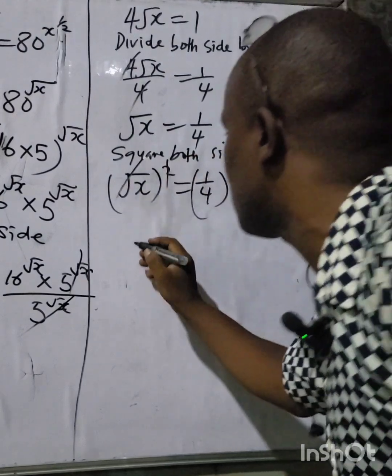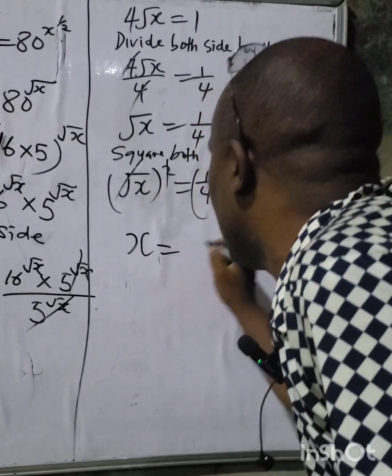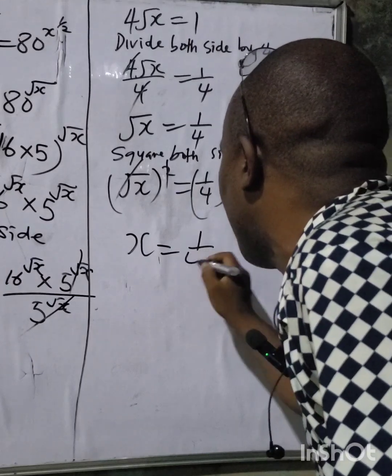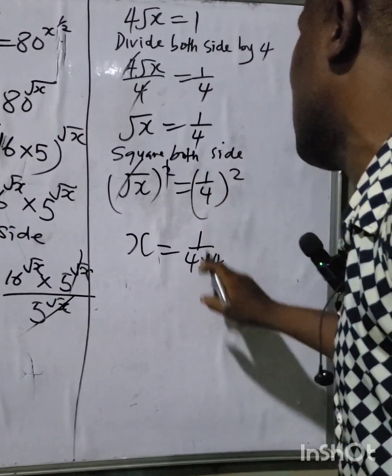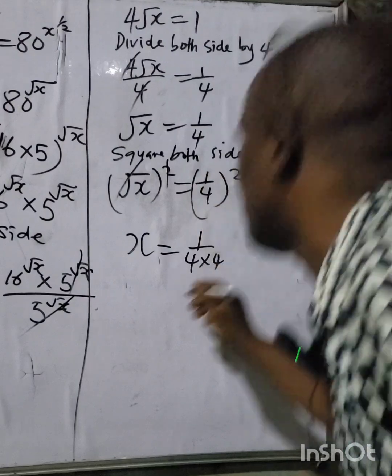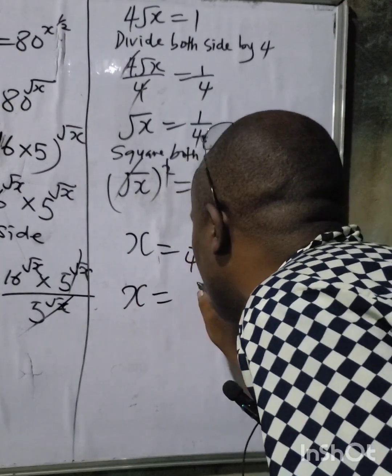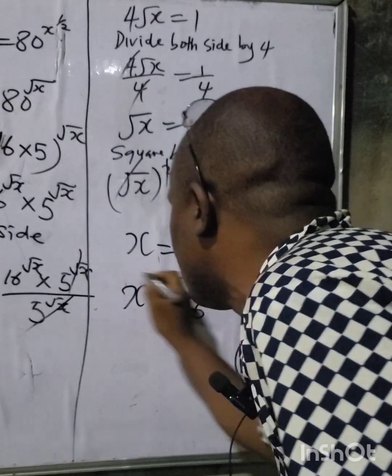This will cancel this. The value of s will be 1 all over 4 times 4. 4 squared means 4 times 4, and 1 squared is 1 times 1. Our s will be 1 all over 16.